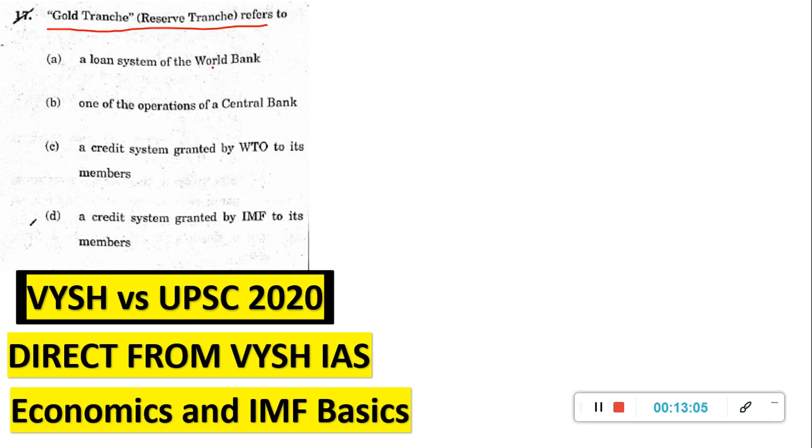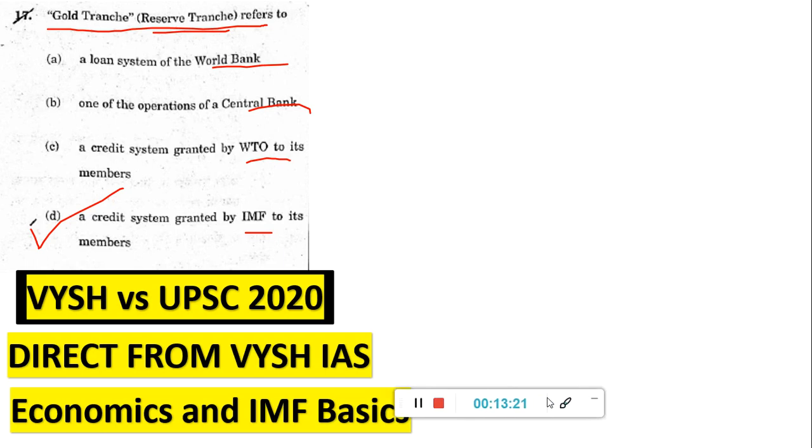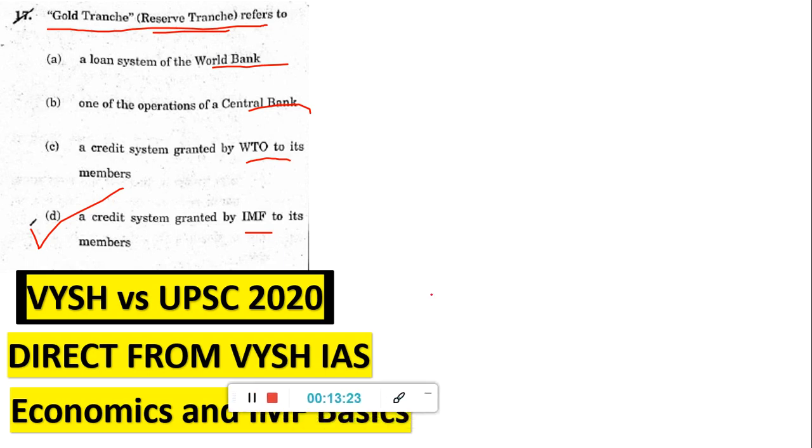So here the options are: one is World Bank, one is Central Bank, one is WTO, and only one option is IMF. So they made it easy for you again. Anybody who read for UPSC from any source, any test series, any coaching, any textbook, would have read about the reverse tranche system at least once. That is an IMF facility; it's not a currency system but an economic, monetary kind of system. So it's a very basic, direct question.